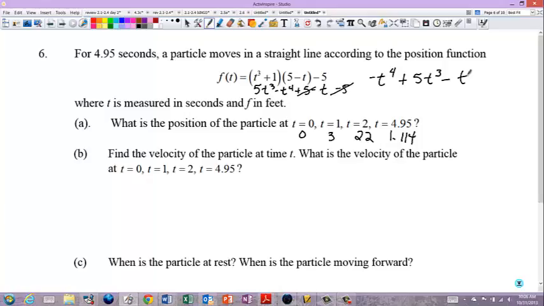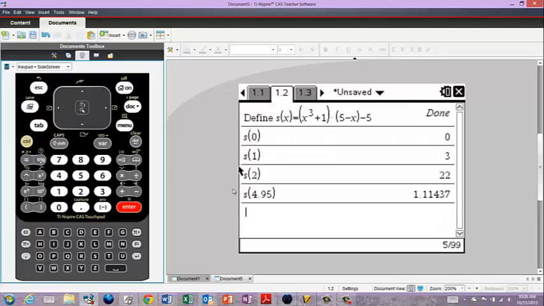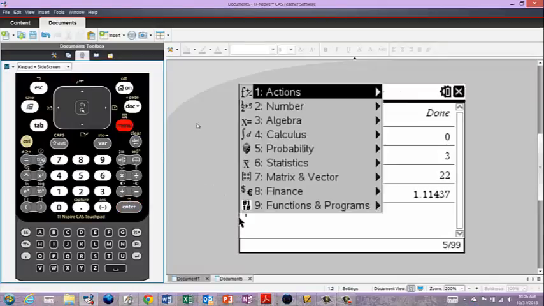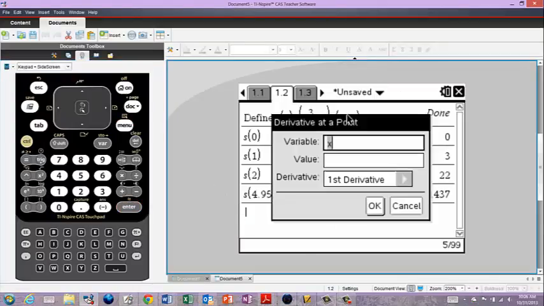So my velocity would have been negative 4t cubed plus 15t squared minus 1. And then you want to find it at 0, 1, 2, and 4.95. Well, remember that's the derivative. Easiest way to do that is on your calculator. Remember to use your calculator to the best of its ability on a calculator question.